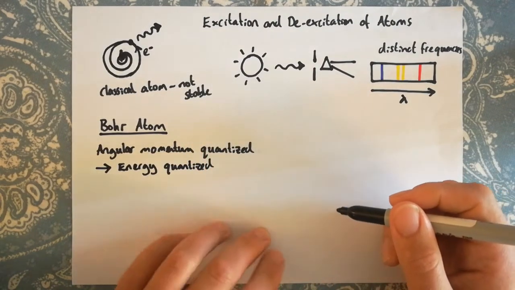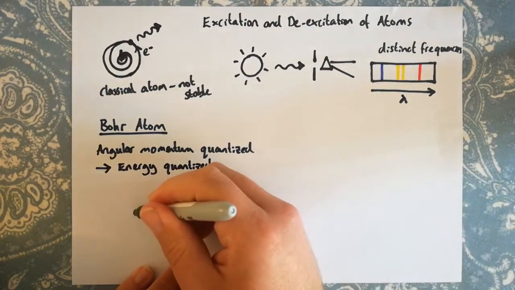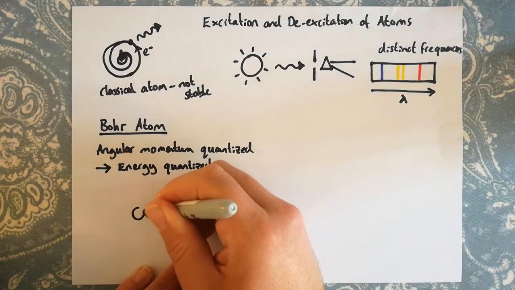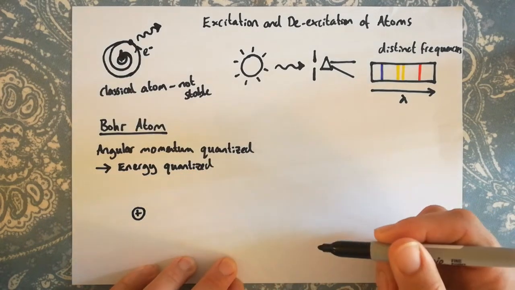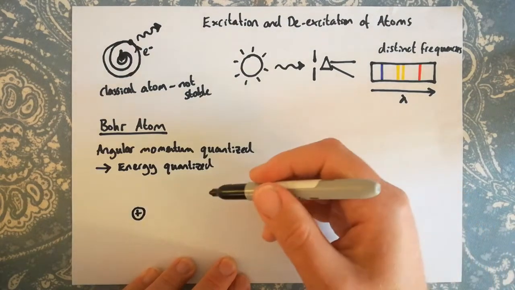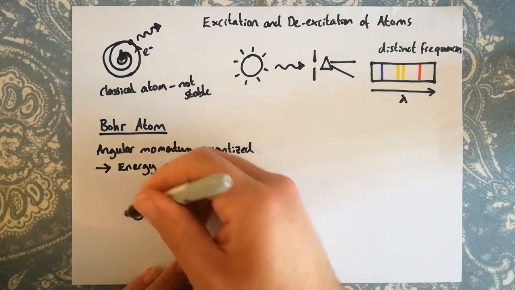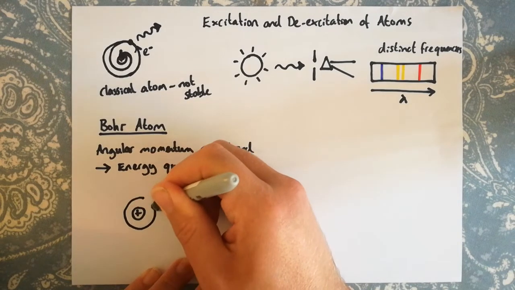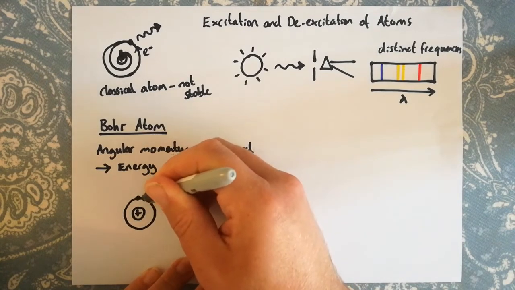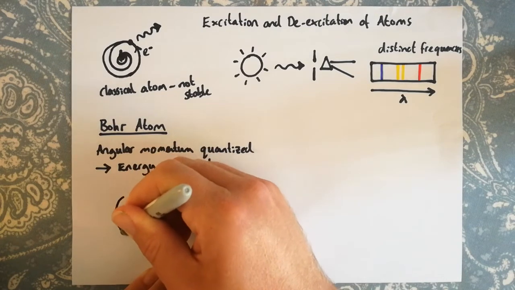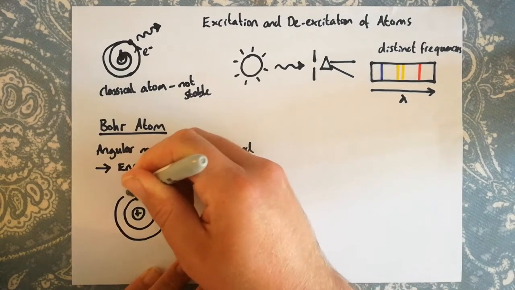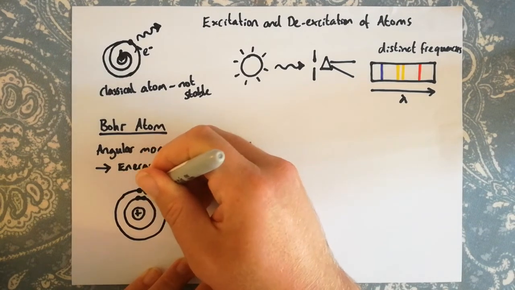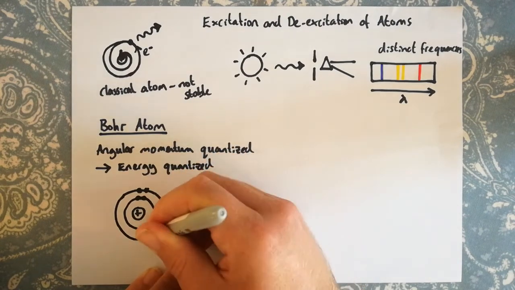So we arrive at this idea, which is now very familiar to us from GCSE chemistry, that an atom has a nucleus in the middle and it has these electron shells. So we can have maybe 2 electrons in the first shell and up to 8 in the second shell, and so on.